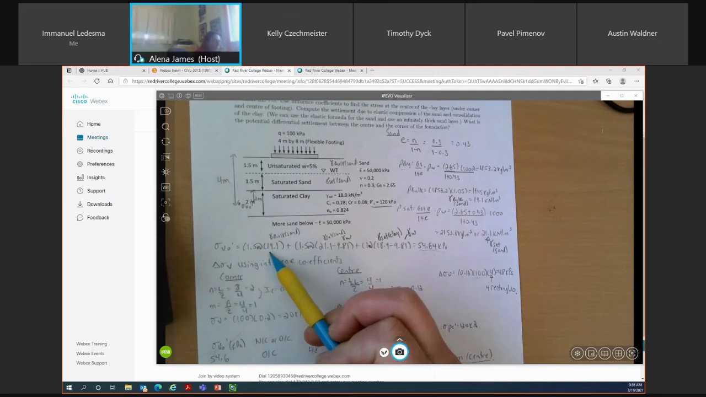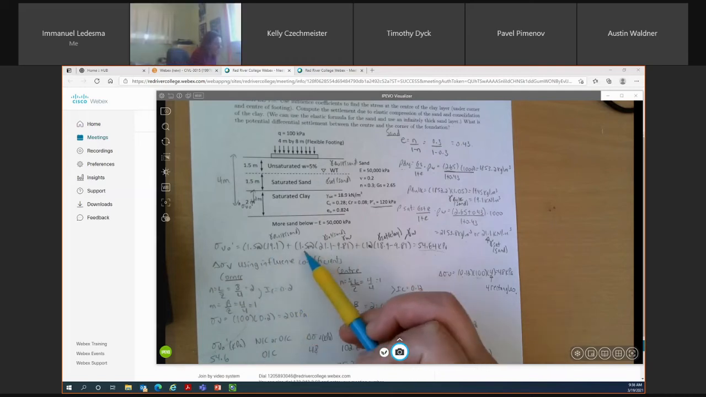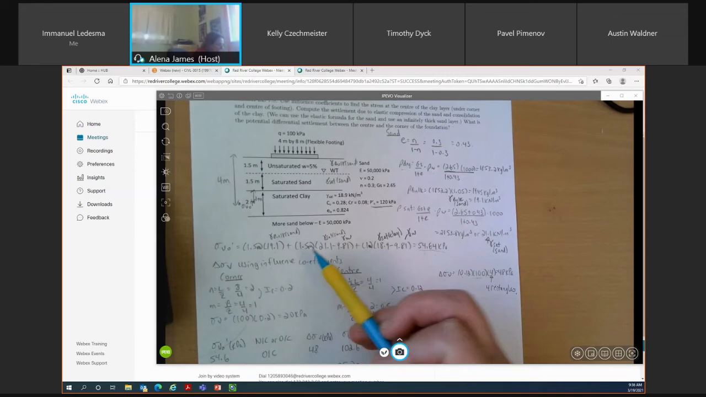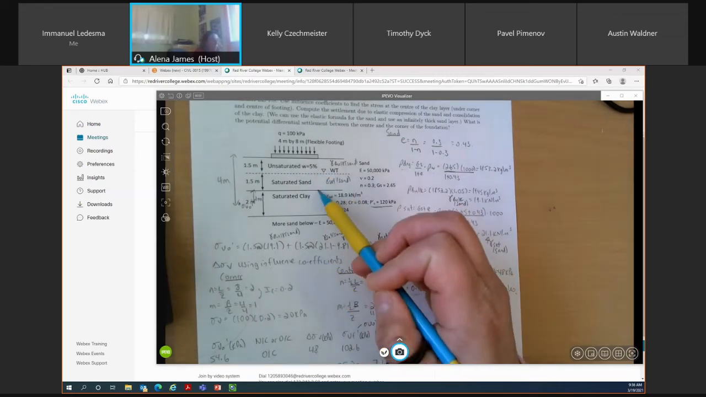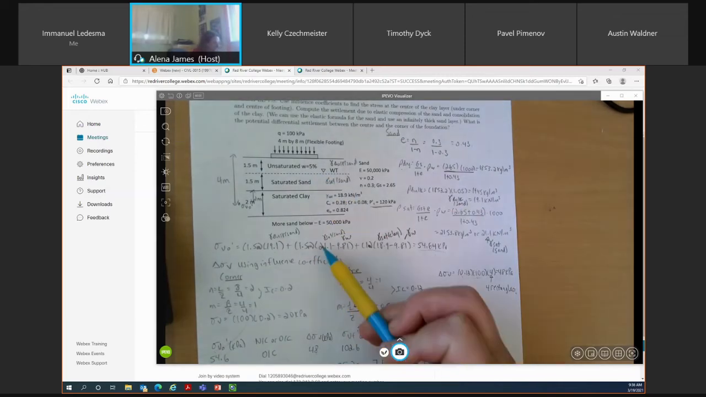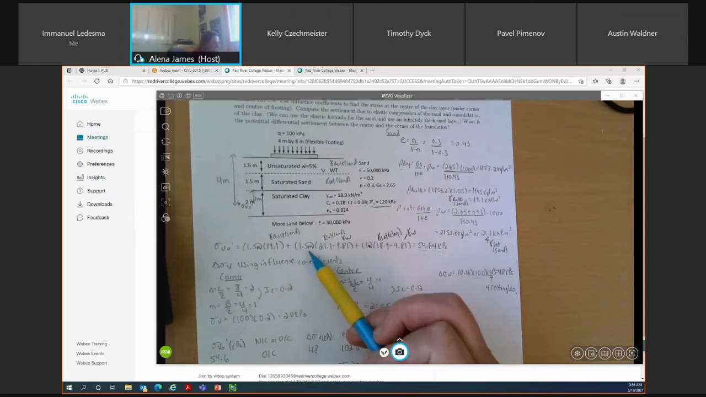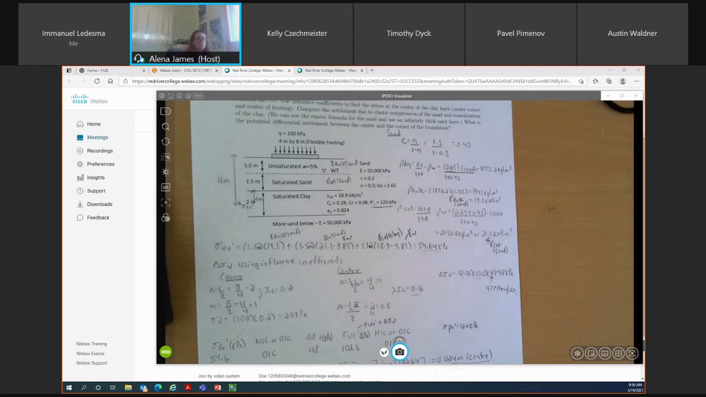I'm going to multiply that by the bulk unit weight of my sand material. So I know the bulk unit weight of my sand is 19.1 kilonewtons per meter cubed. And I'm going to add that to, I know I have 1.5 meters of saturated sand material. So that's 1.5 meters of saturated sand material times the saturated unit weight of my sand minus the unit weight of water.